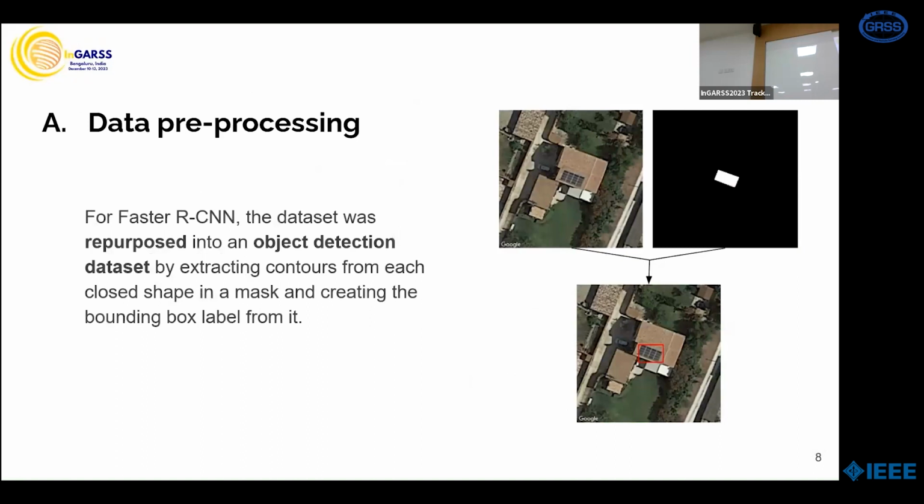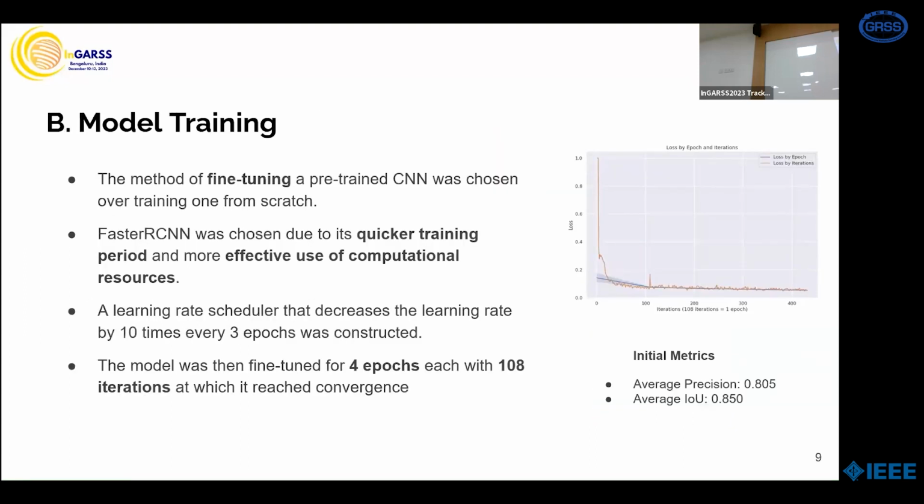Since it's an object detection model, we had to repurpose all of the masks into bounding boxes. We did that by extracting contours from each closed shape in the mask and creating bounding boxes, made the data format Pascal VOC, and later split it in an 80:20 ratio. The method we chose was fine-tuning the pre-trained model instead of training from scratch, because fine-tuned models already have knowledge, which could be very helpful in getting better results.